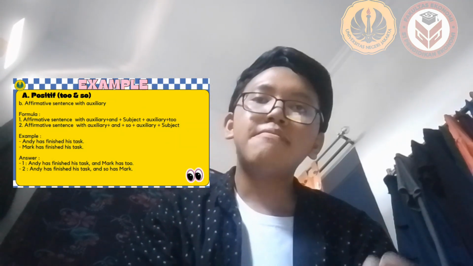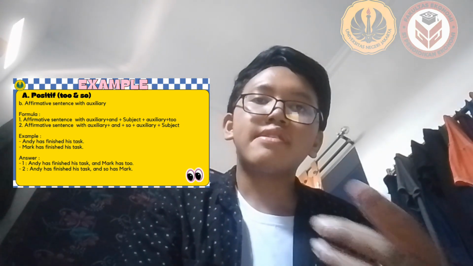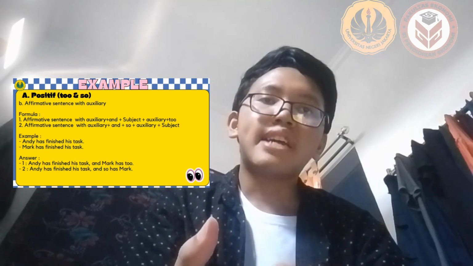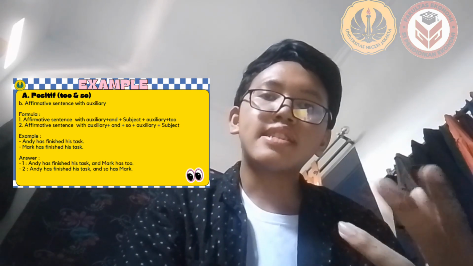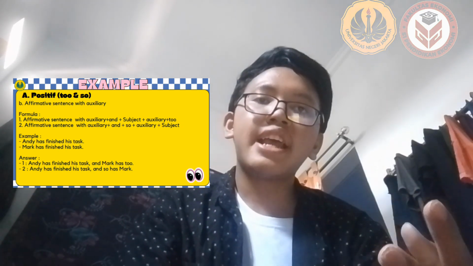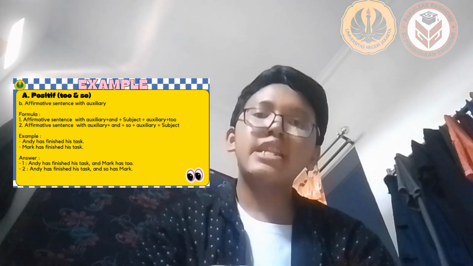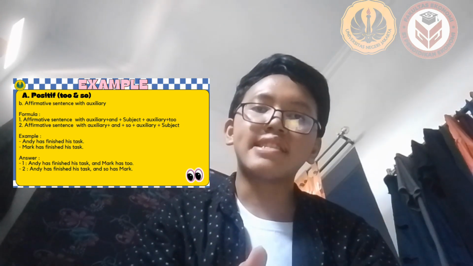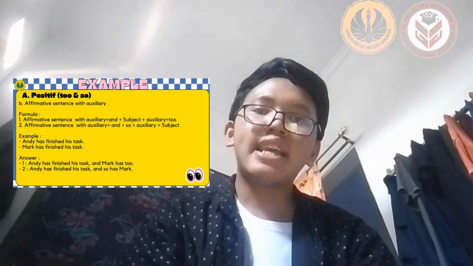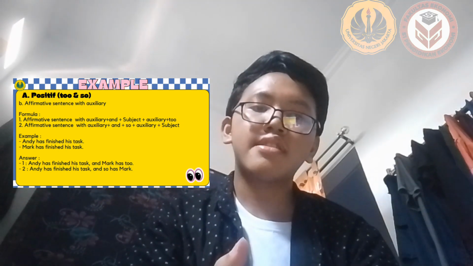Next up, B. Affirmative sentence with auxiliary. Affirmative sentence with an auxiliary and subject, auxiliary, too. The second one is affirmative sentence with auxiliary and so, auxiliary, subject. Example: Andy has finished his task. Mark has finished his task. The answer is: Andy has finished his task and Mark has too. The second one is: Andy has finished his task and so has Mark.